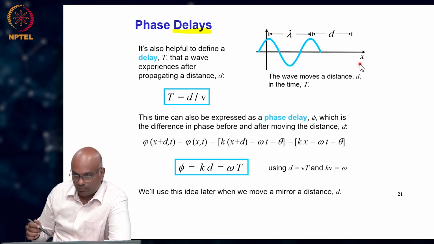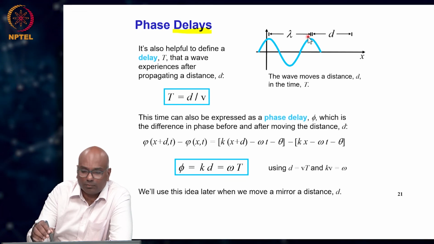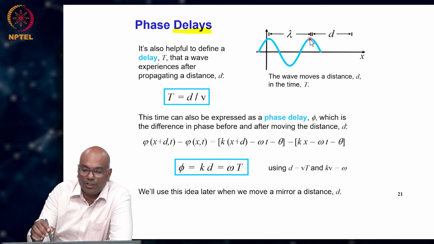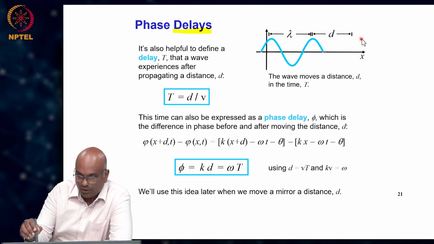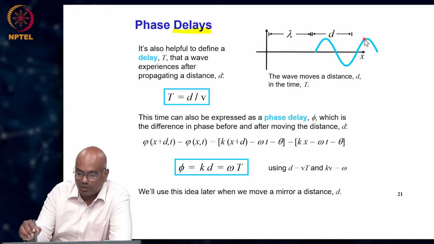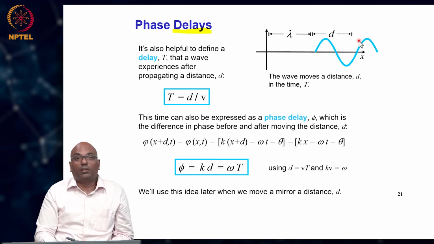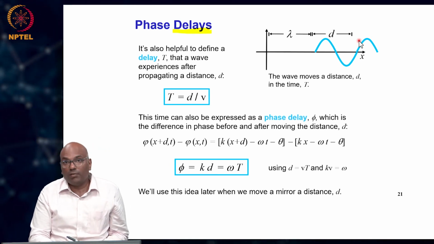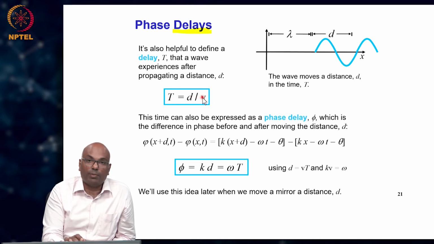This phase point has moved from its initial location here in time t to a later location that is separated by a distance d away from the initial location. That is here. Given the fact that the wave propagates with a constant velocity, we can relate t and d by t is equal to d by v.